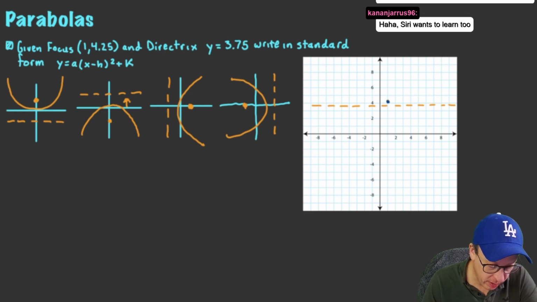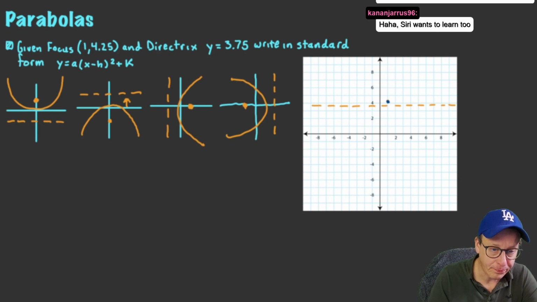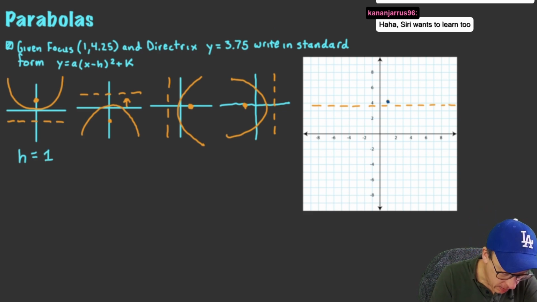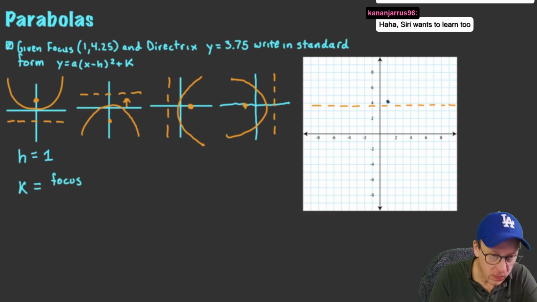So what did it say? Given the focus is 1, 4.25 and the directrix is 3.75, I need to write this in standard form. All right, so let's grab this. The vertex is going to be h and k, and it's going to have the same x value as our focus. So we know that h is going to be equal to 1, and k is going to be equal to the focus for y plus our directrix, and these are just formulas, divided by 2.